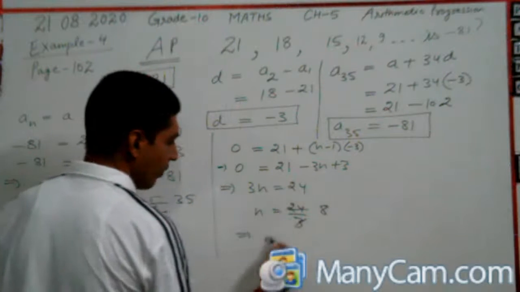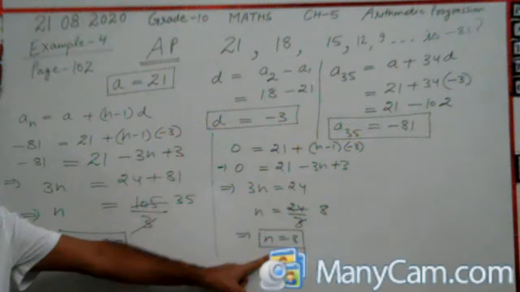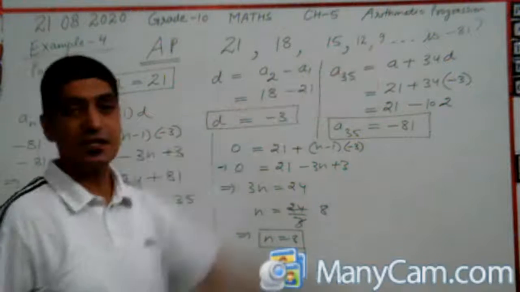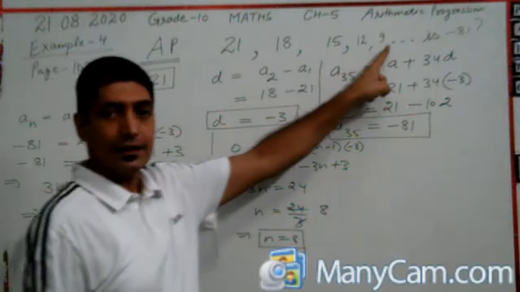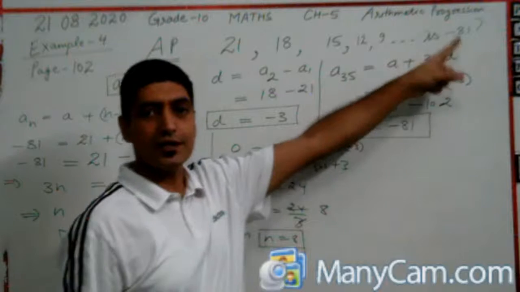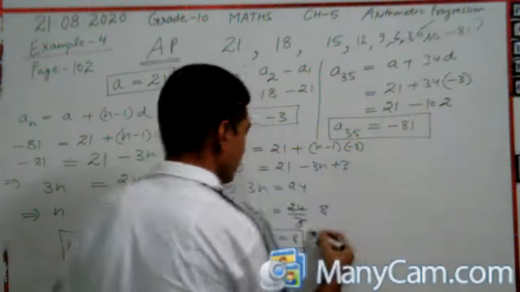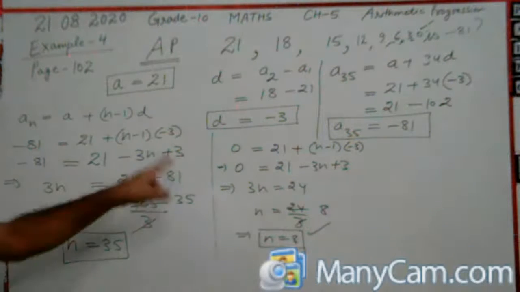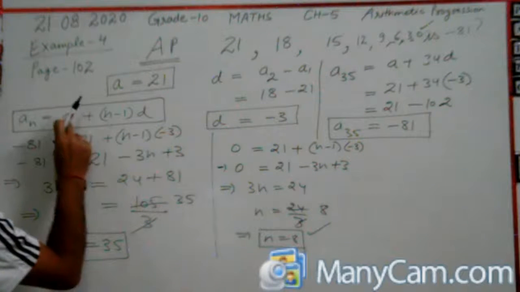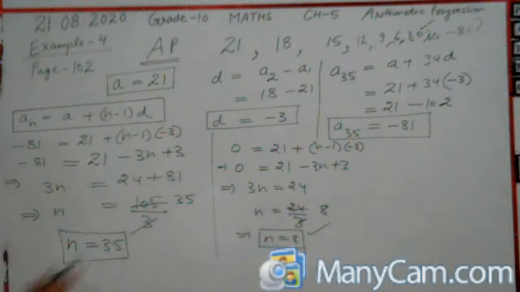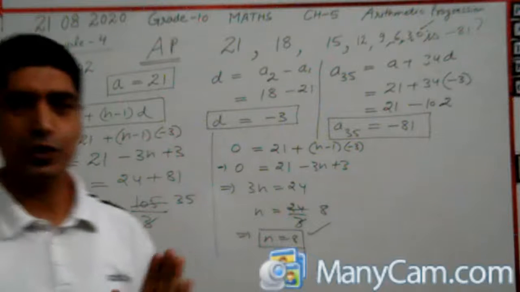Right? So what is the value of n? n is 8, so the 8th term of this AP will be 0. We can check: 21, 18, 15, 12, 9, 6, 3 and 0. So 0 is coming at the 8th position. So we have the formula an is equal to a, which is the first term, plus n minus 1 into d. I hope this example which we discussed yesterday also is clear to you.